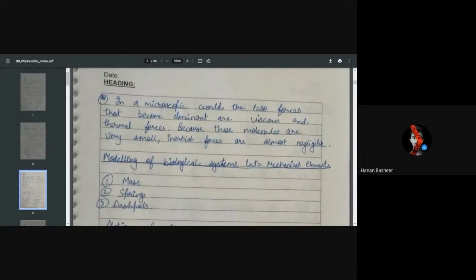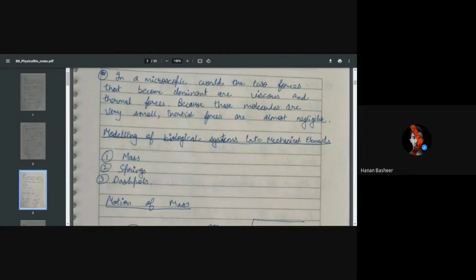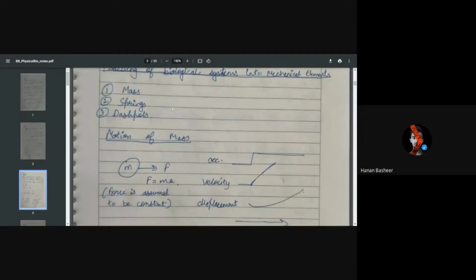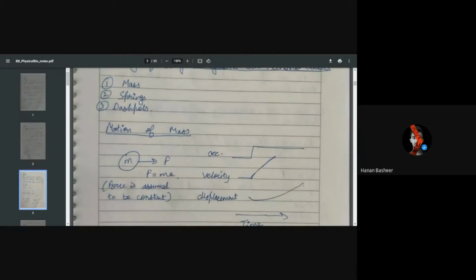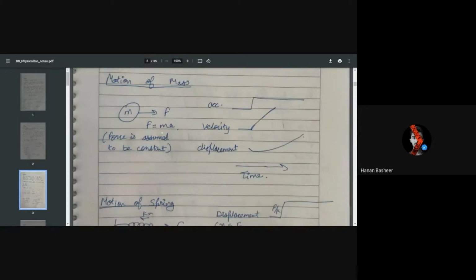In a microscopic world, we know that there are two dominant forces, the viscous and the thermal forces. Other forces can be neglected in this world. Then a biological system can be modeled using components like mass, spring, and dashpot. You have heard of mass and springs already. Dashpot is a new concept which we have introduced. A dashpot is a component on which, if a force is applied, it extends like a spring, but with a constant velocity. Then F equals ma.